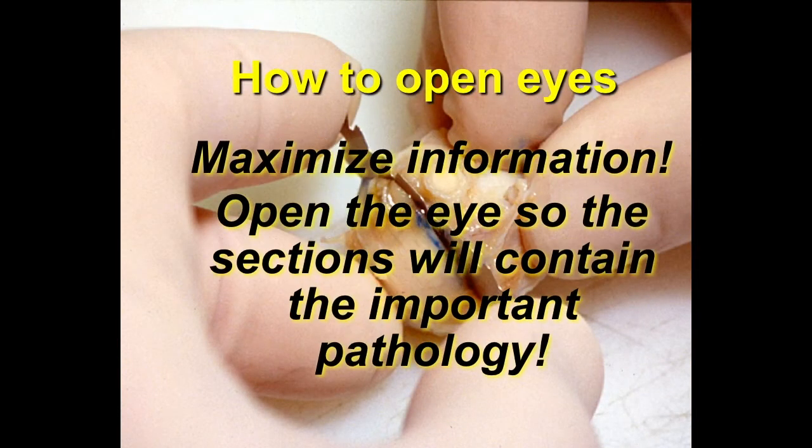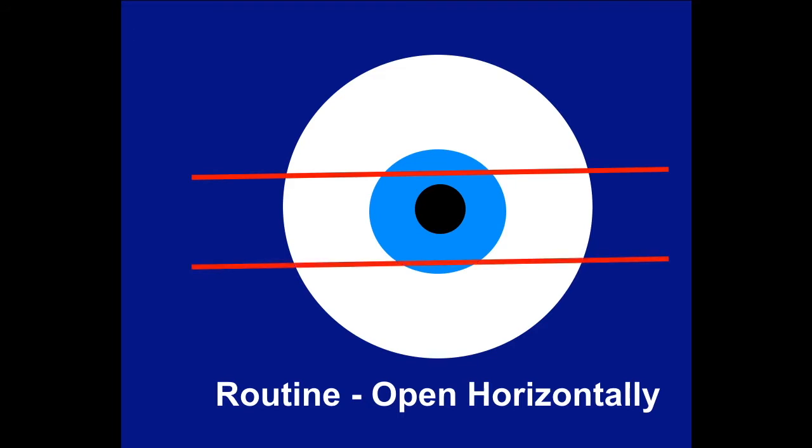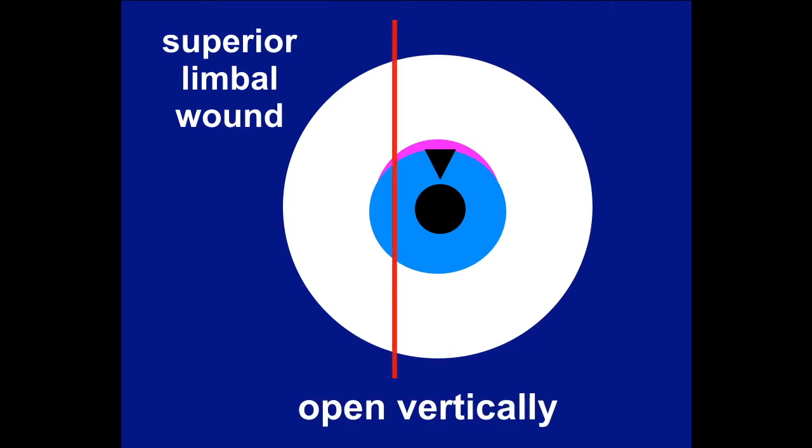Eyes should be opened so the sections contain the important pathology. You need to maximize the information. Routinely, eyes should be opened horizontally, because horizontal sections include the pupil, optic nerve, and the macula. Eyes that have undergone prior surgery that have superior limbal wounds should be opened vertically, so the microscopic sections include the wound.